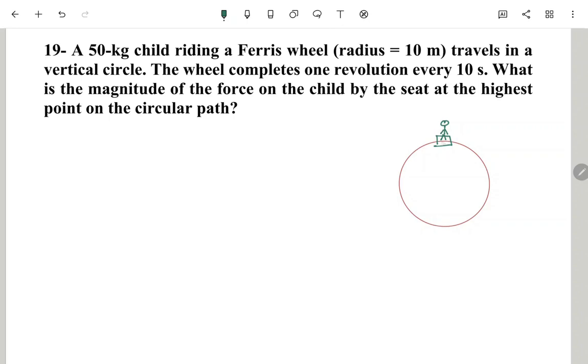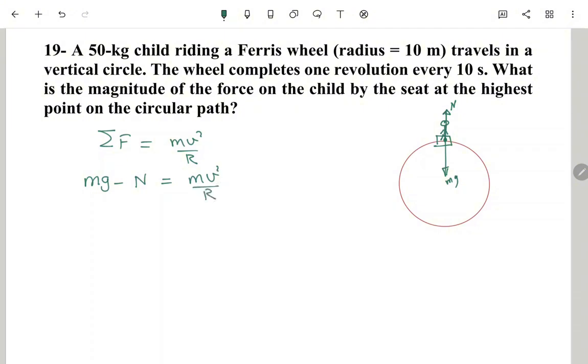Now when we draw the free body diagram here, we have mg and we have the normal, which is the force exerted from the seat on the child. That's actually what we're looking for. Now the sum of all forces equals m v square over r. In this case mg minus normal equals m v square over r.